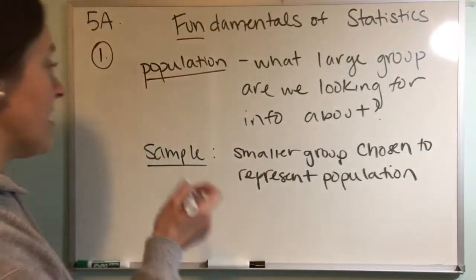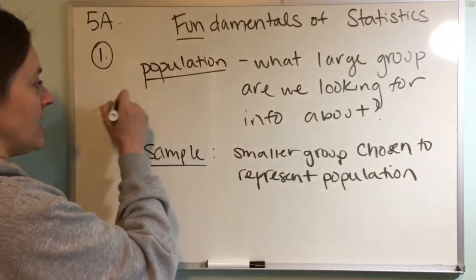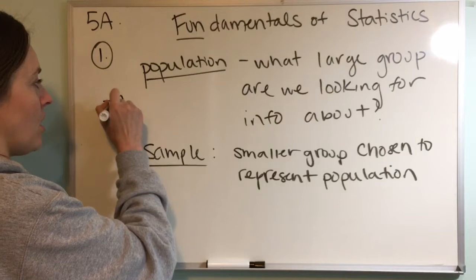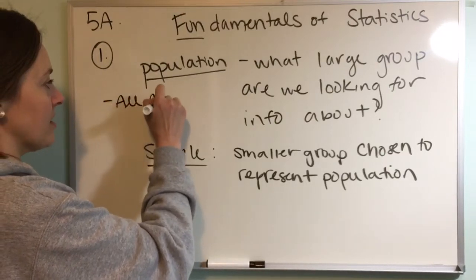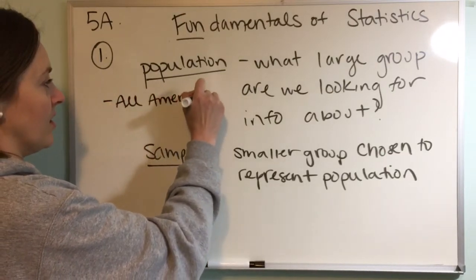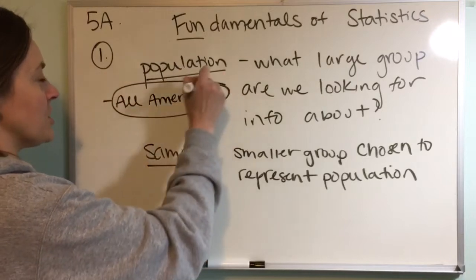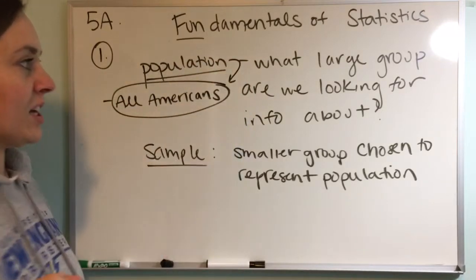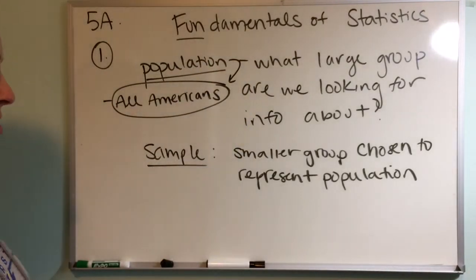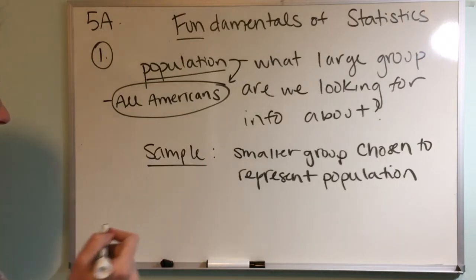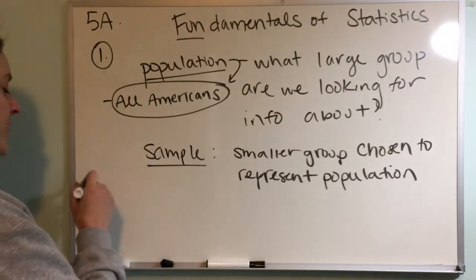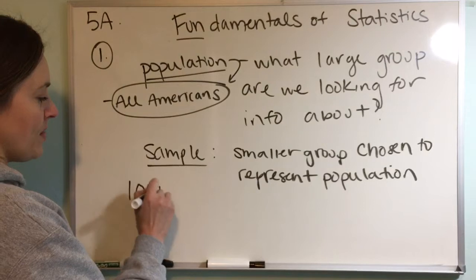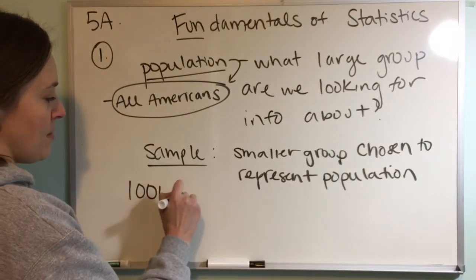So in this case, the population in number 1 would be all Americans. So the population would be all Americans. That's the large group that we want to know information about. So what's the sample then? What do you think? The sample would be the 1,001 Americans.